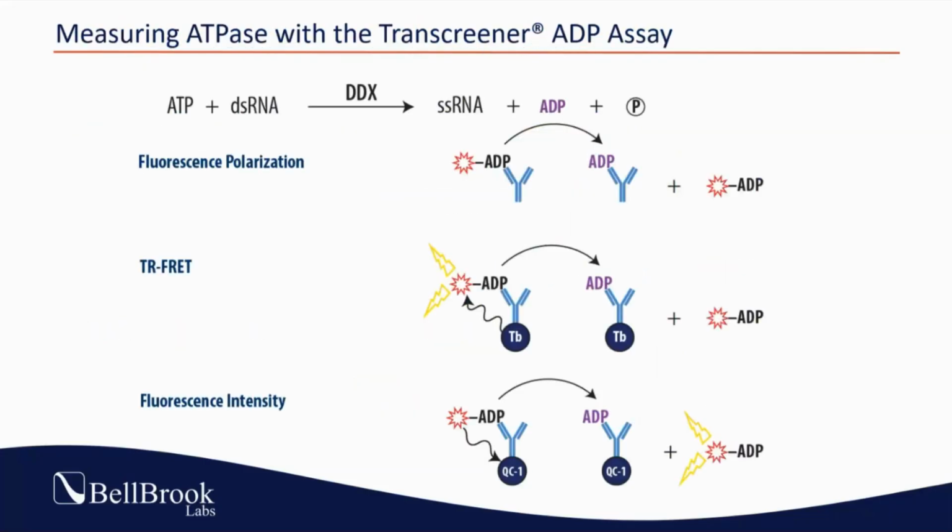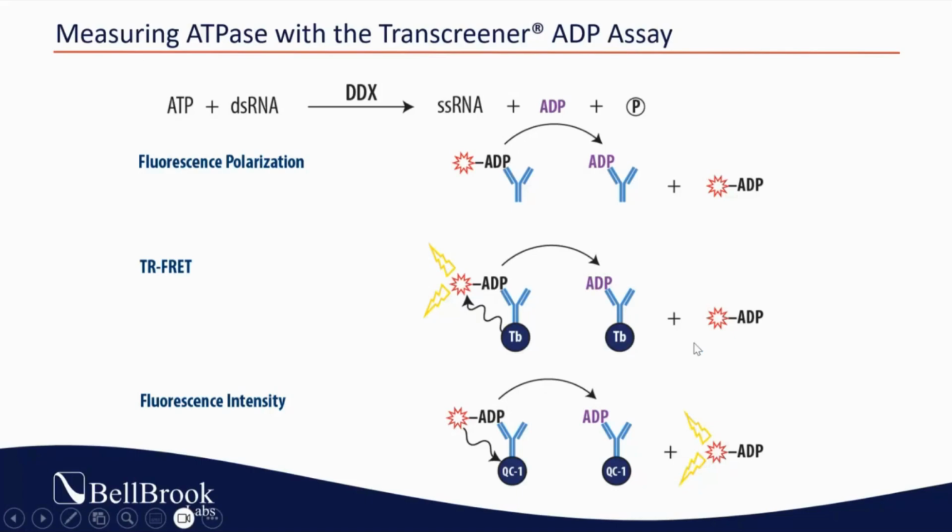So this is a brief schematic of the Transcreener ADP assay. It's a very straightforward, competitive immunoassay. So ADP binds to a highly selective antibody, which does not recognize ATP. It displaces a fluorescent tracer, which changes its fluorescent properties. And we've developed assays for different readouts: fluorescence polarization, TR-FRET, and fluorescence intensity. But they all function basically the same way.